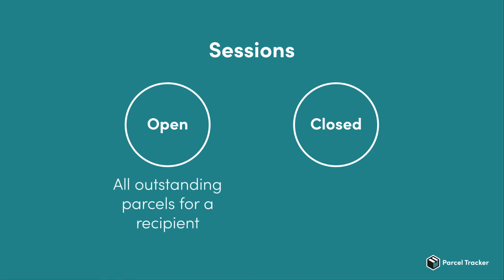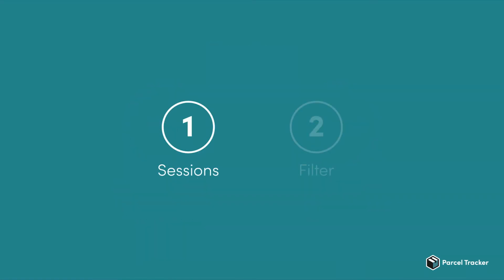Open sessions list all outstanding parcels for a particular recipient. An open session turns into a closed session when the recipient collects their parcels. A recipient can have many closed sessions, but only one open. Let's see what this means in practice.